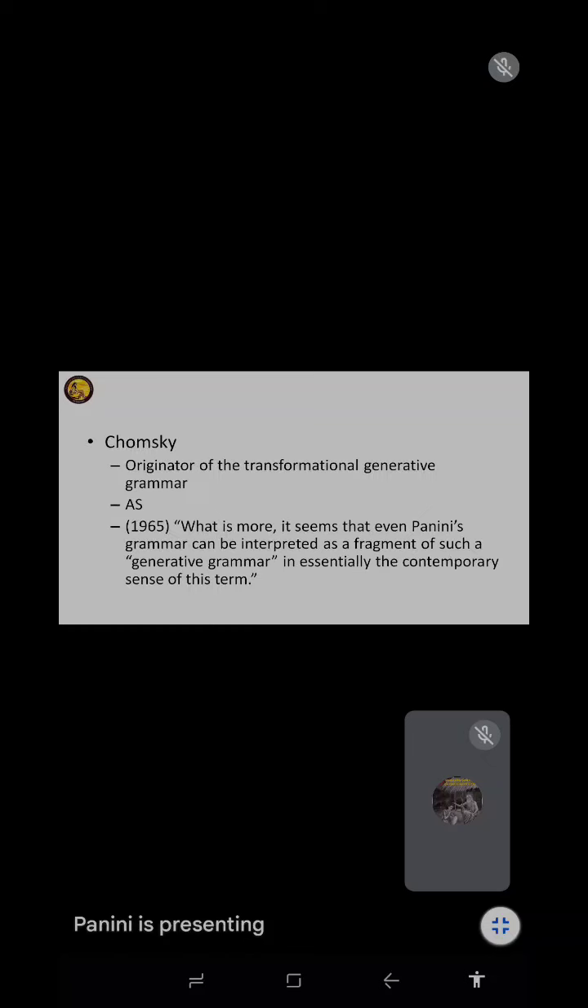It is in his book, I think page 5, Aspects of the Theory of Syntax, 1965. I'm sorry, syntax. He says: What is more, it seems that even Panini's grammar can be interpreted as a fragment of such a generative grammar, in essentially the contemporary sense of this term.